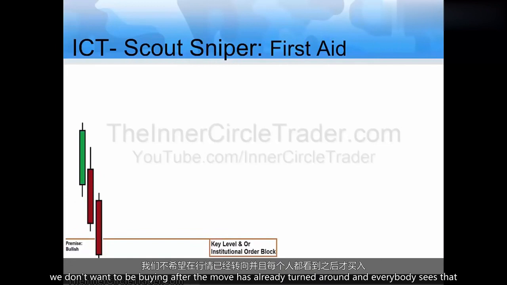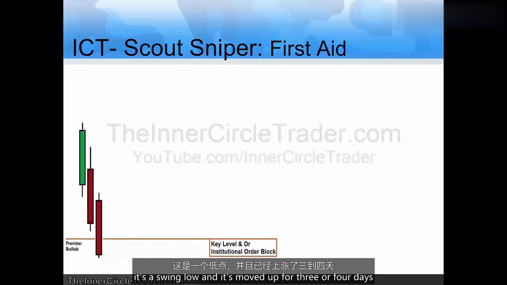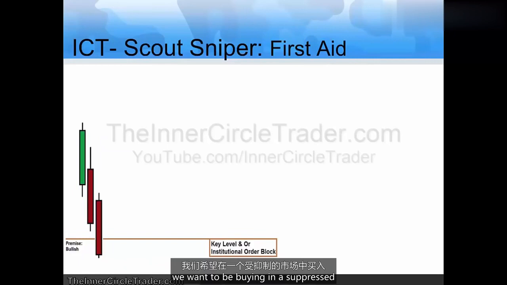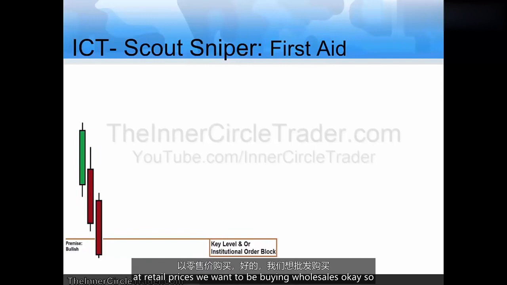We don't want to be buying after the move has already turned around and everybody sees that it's a swing low and it's moved up for 3 or 4 days. We want to be buying in a suppressed market environment. We want to be looking at bargain prices. Okay, we don't want to be buying at retail prices. We want to be buying wholesale.